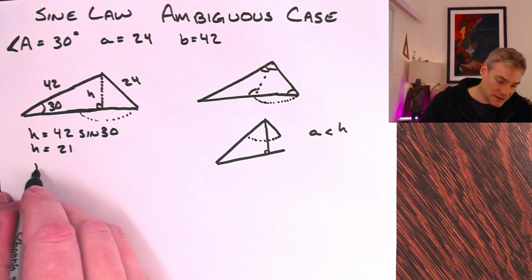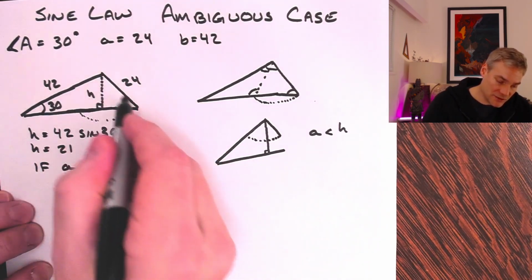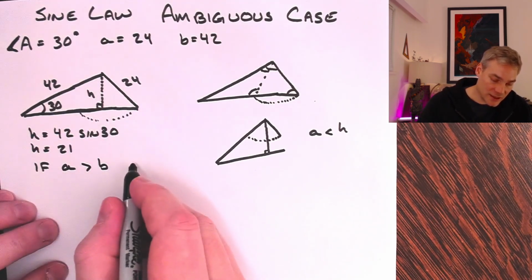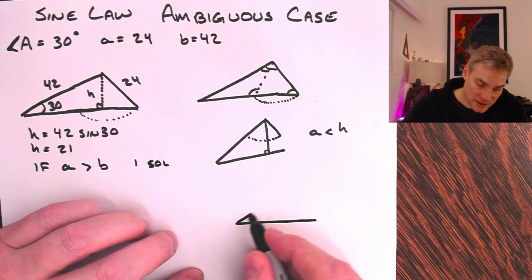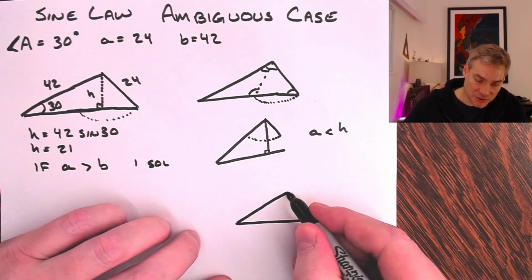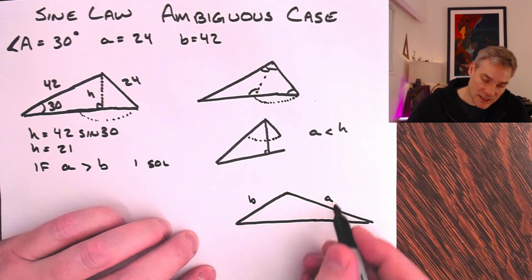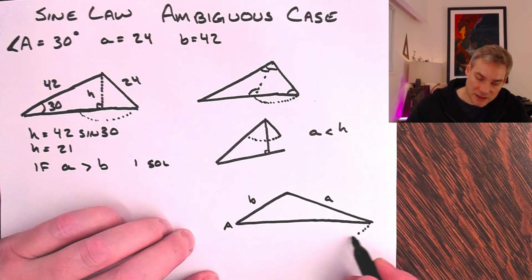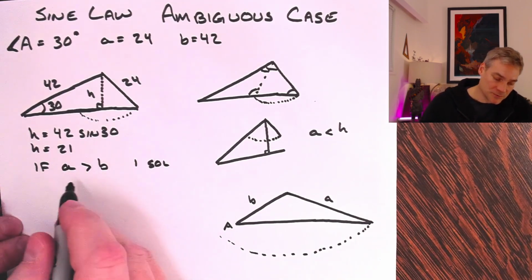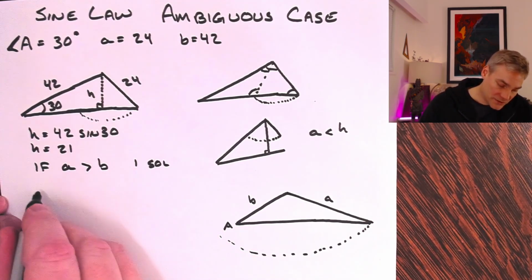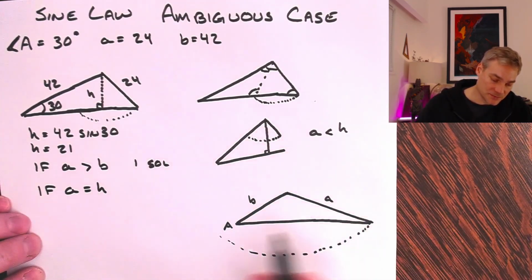If my side a is bigger than my side b, so if this is bigger than this, then I only have one solution. And that's to say, what if I had this? This is a little small, but this one is huge. So this is b, and this is a, and that's my side a. If this rotated, it's going to miss. It's never going to intersect again. So you only have one. Now, if a equaled h, then I only get one triangle.